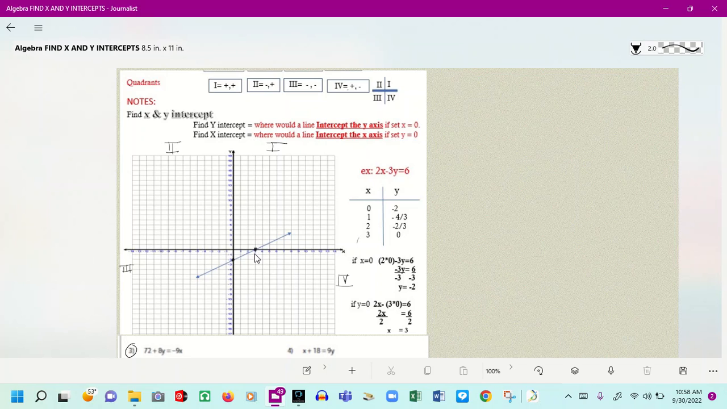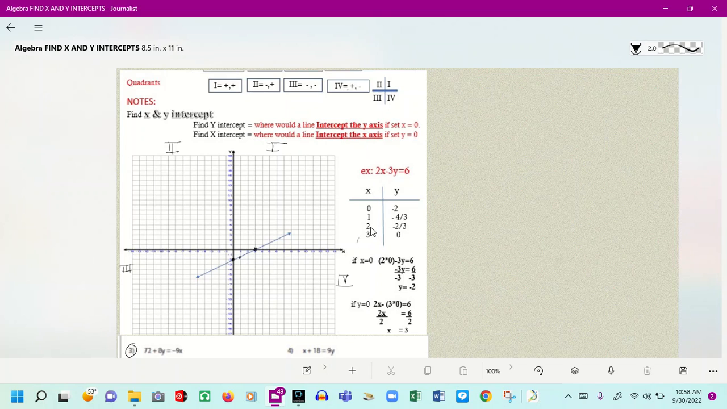When y is 0, we are putting a dot on the x line. When x is 0, we are putting a dot on the y line. Now, when x is 1, y is negative 4/3. That's the same as negative 1 and 1/3. Do we see that on the line? Yes, just past the 1, before 2. This is your negative 1/3 on the y.